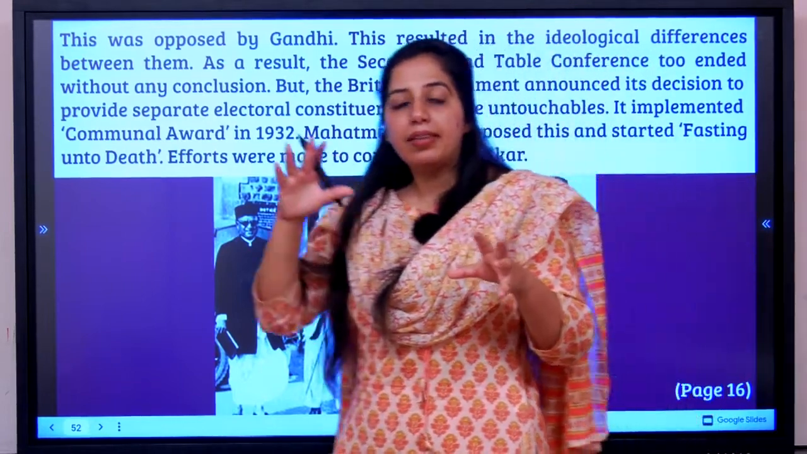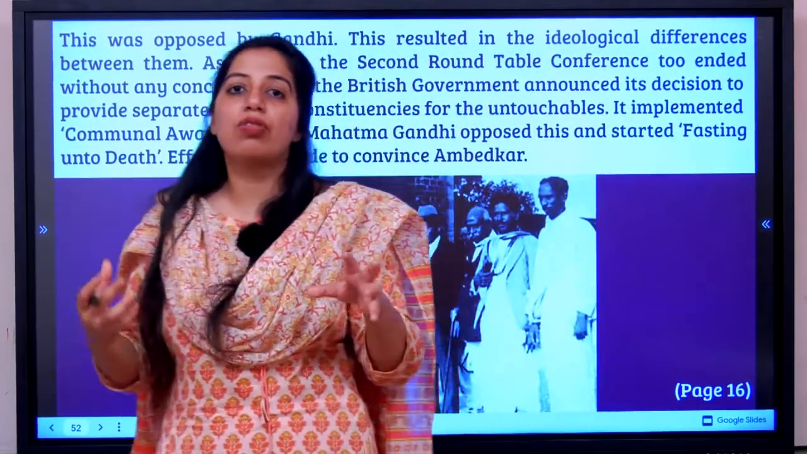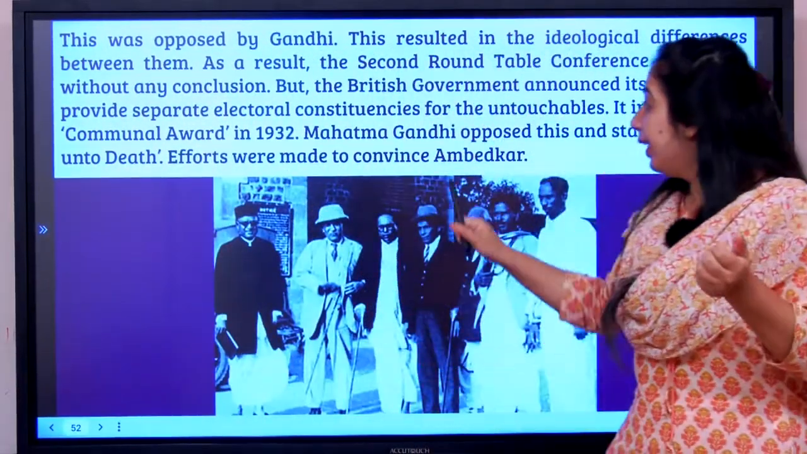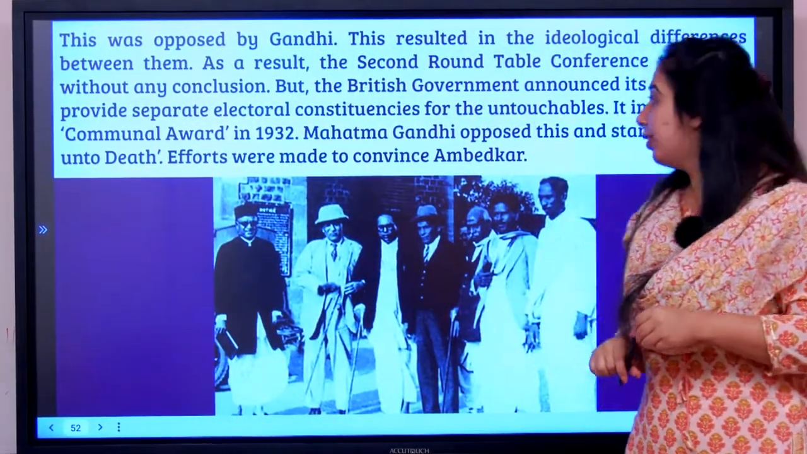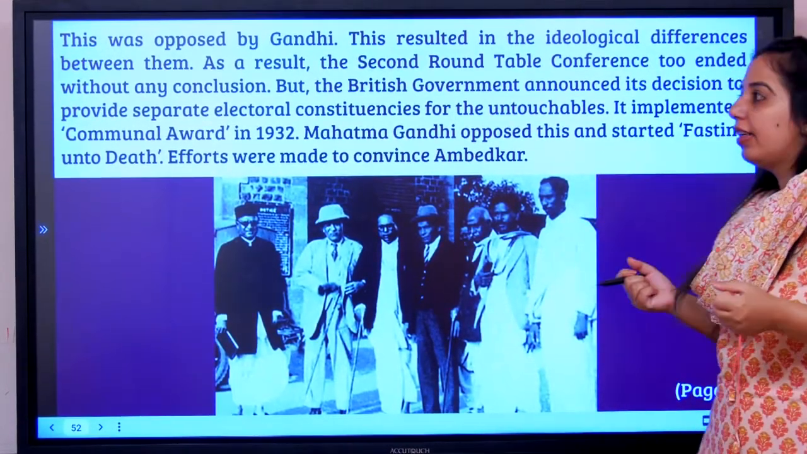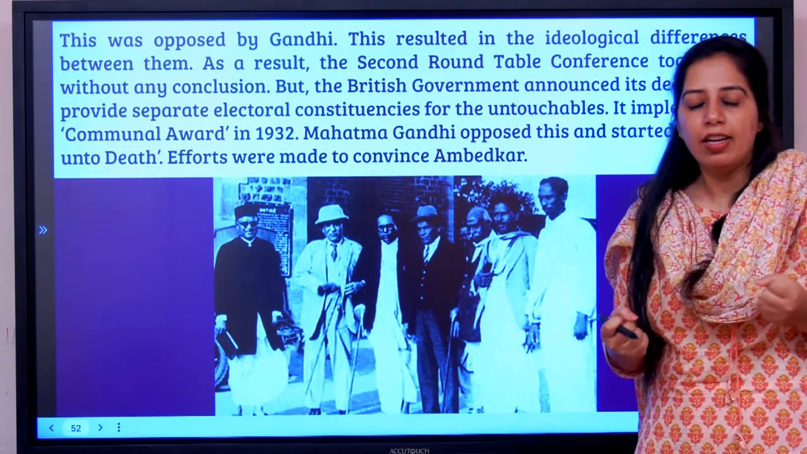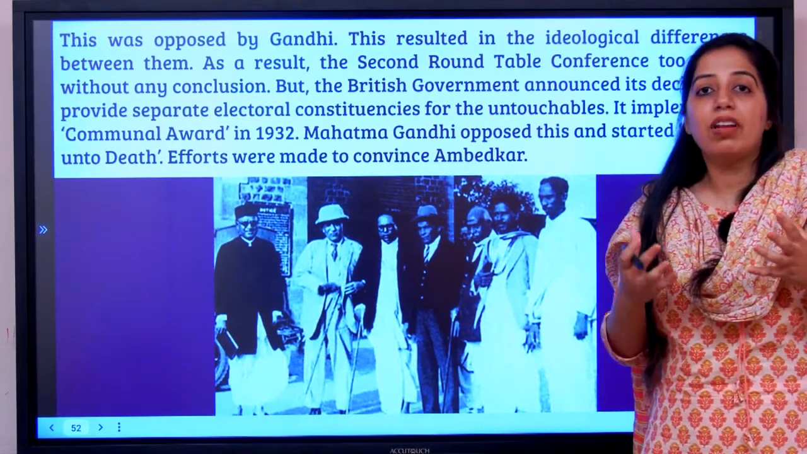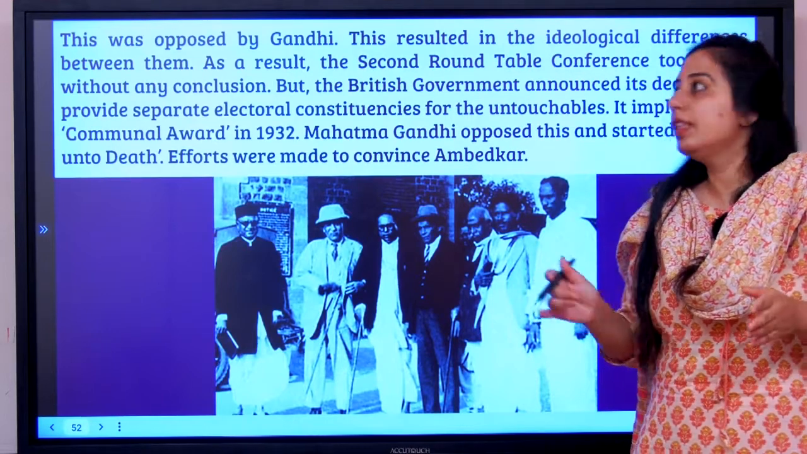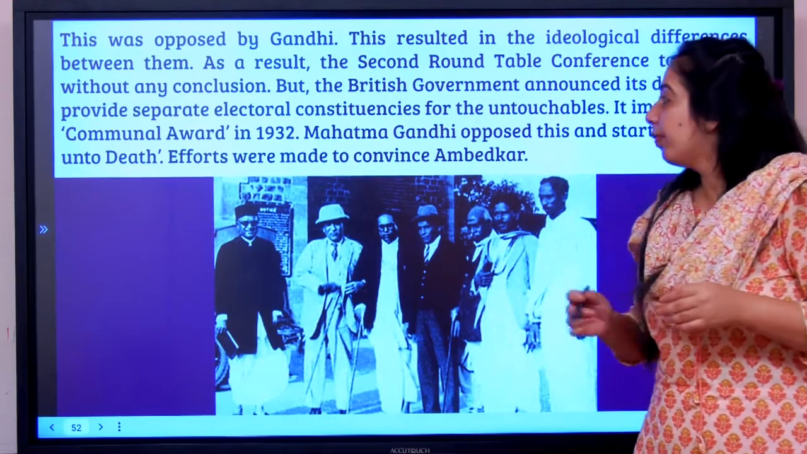The separate electoral constituencies for untouchables is the Communal Award. It came in the year 1932. Mahatma Gandhi opposed this and he started a fast, a hunger strike, saying, fast unto death, I will fast until I die if you do not remove this Communal Award.